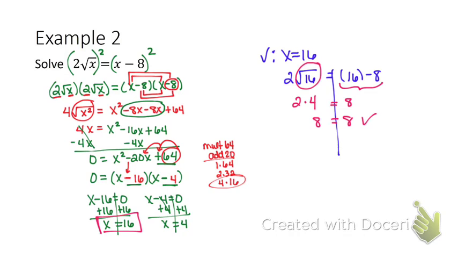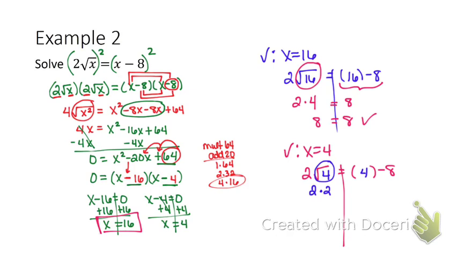Then we have to check 4. Same thing, use your original problem. Let's plug in your 4. So we have 2 times, what's the square root of 4? And 2 times 2 is? 4. So let's work the other side. What's 4 minus 8? Negative 4. Is 4 equal to negative 4? No. So that means that 4 is not a solution. It was an extraneous solution. It worked for the squared part, but it doesn't actually work in the original. So our only answer there is 16.